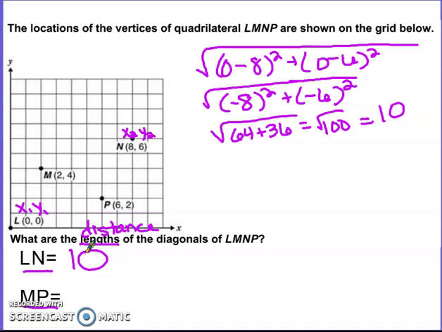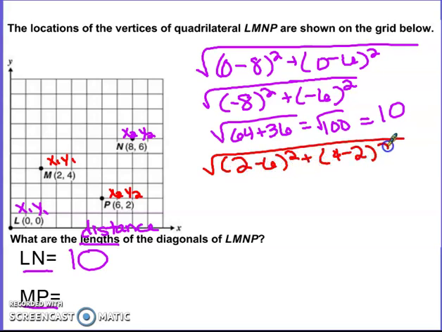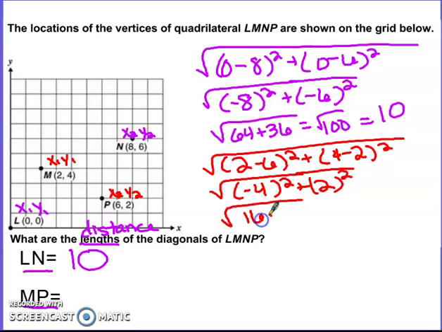For MP, we're going to do the same thing. I'm going to call M my x1, y1, and P x2, y2. If I plug it into my distance formula, 2 minus 6 squared plus 4 minus 2 squared. And again, as long as you stay consistent, your x1s and your y1s can be either point. From here, I have negative 4 squared plus 2 squared, which gives me the square root of 16 plus 4, which is the square root of 20. Now, the square root of 20 is a decimal. You can leave it for this as the square root of 20.